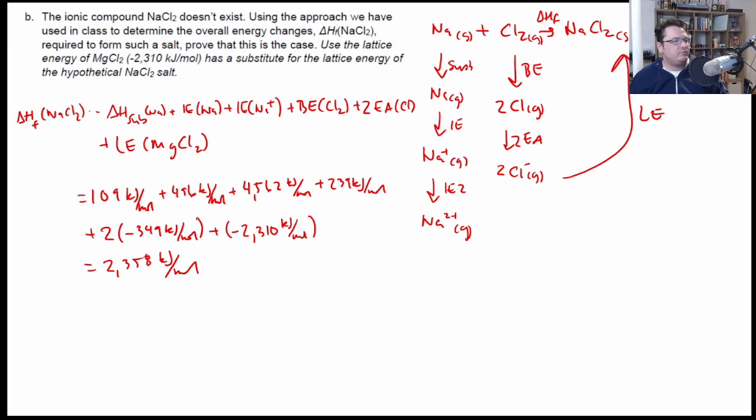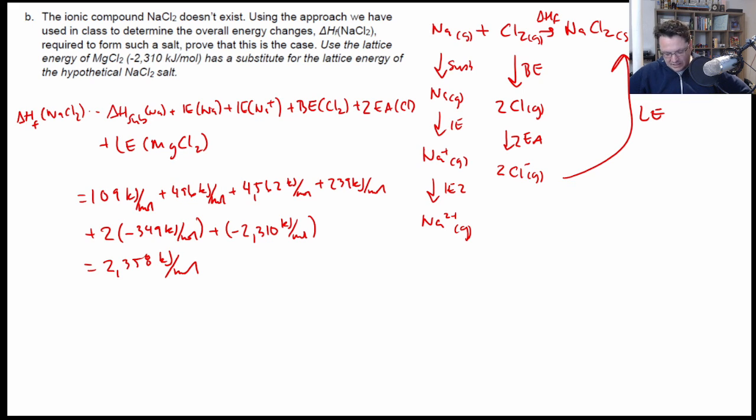So it's a positive value. If you've taken any kind of thermo, you should be familiar with the fact that a delta H of formation that requires energy to be put in isn't necessarily going to happen on its own. There has to be a lot of energy put into it, and it's probably not stable, because it would much rather break apart and release that energy. And that's how you can prove that the formation of sodium dichloride is not favorable, and that's why it doesn't exist.